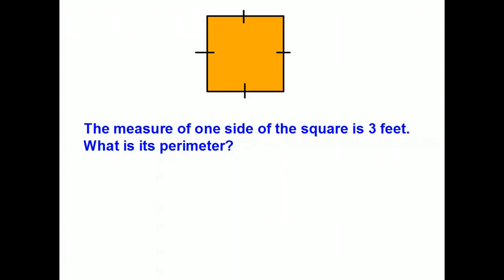Sometimes you get a question like this. The measure of one side of the square is 3 feet. What is its perimeter? And some people have a heart attack. Wait a minute, you only gave me one side. Well, there's two important things to remember. A, you've got these hashtags here that tell you that all the sides are equal. Secondly, it's a square. If one side is 3, the other sides are all 3. Hello?